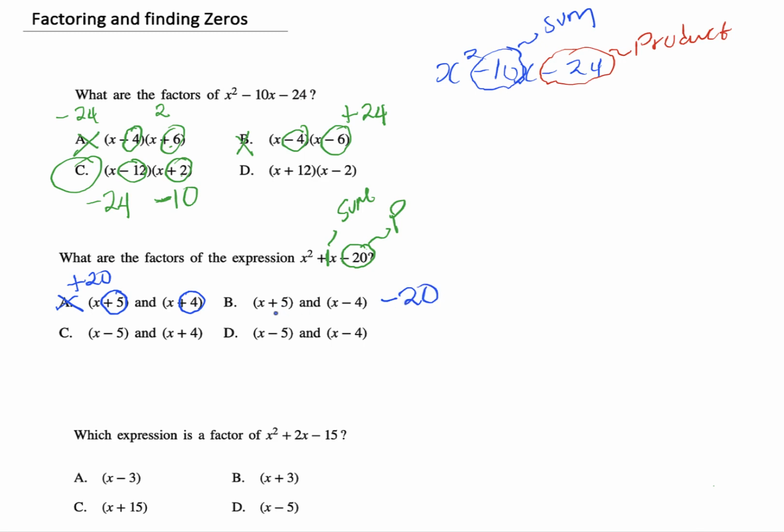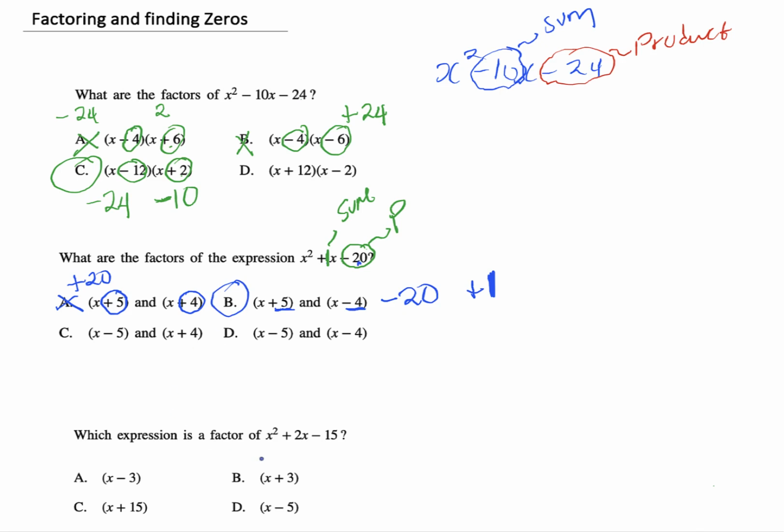Positive 5 times negative 4 is negative 20. Great. Now let's add them together. The signs are different. One is positive, one is negative. So when the signs are different, we subtract, which gives us 1, and keep the sign of the larger, so it's a positive 1. So notice we got our negative 20 and we got our positive 1. So our answer is B.